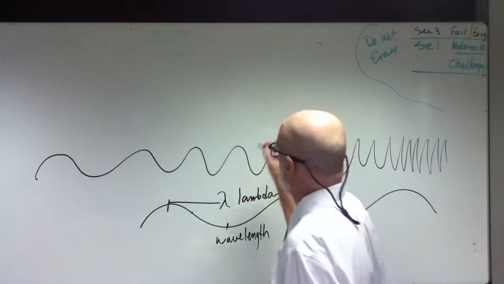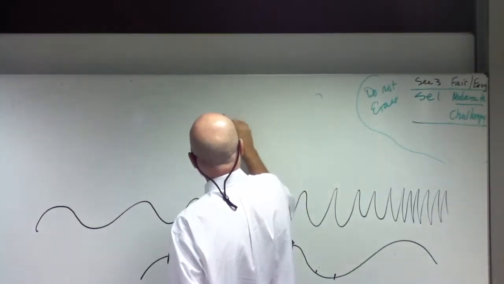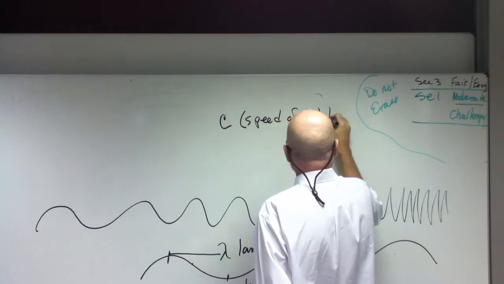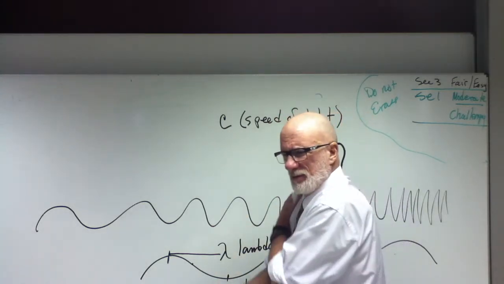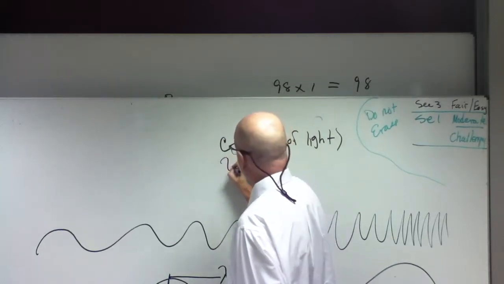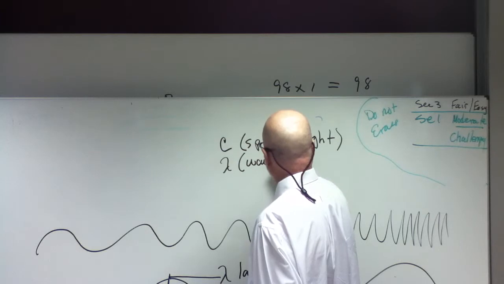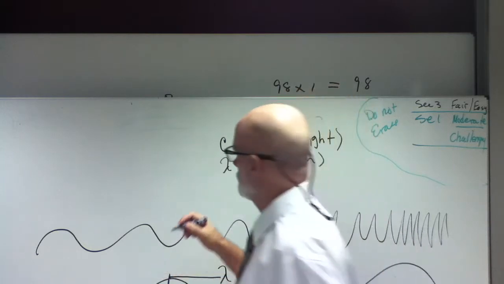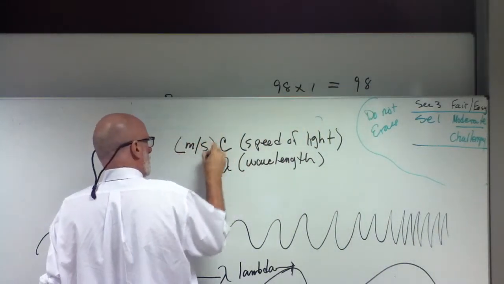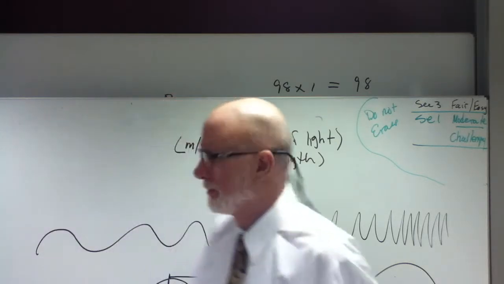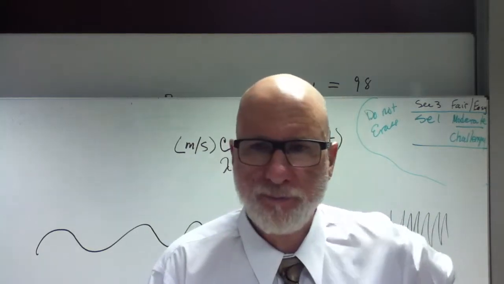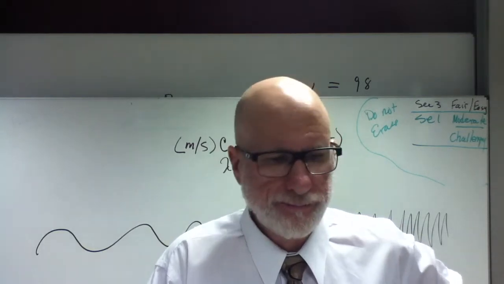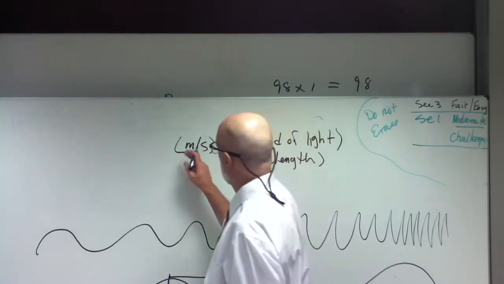Then you have the speed of light, which is actually c. You have the speed of light, and we have wavelength. What are the unit labels for the speed of light? Meters per second. What about wavelength? Well, when I was going through the book, they use kilometers per second. Okay, we'll use kilometers per second, and I'm going to tell you why.